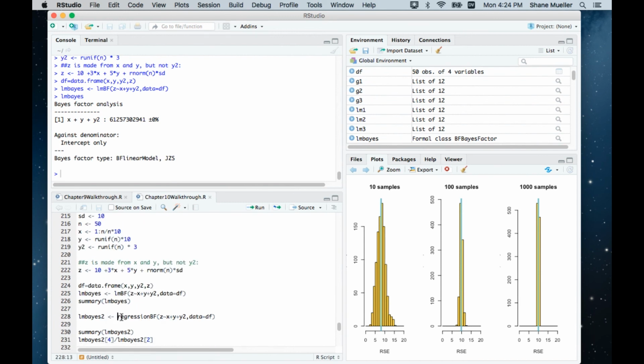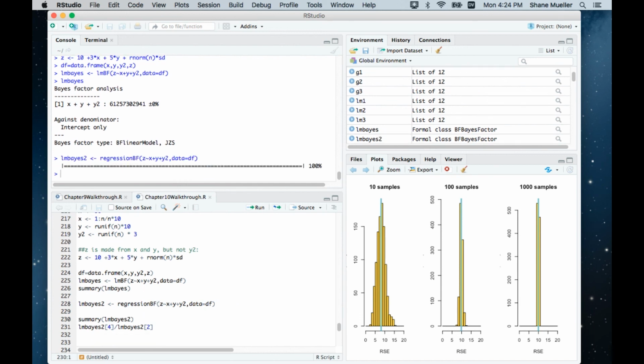There's another function in the Bayes factor package called regressionBF. And this one works a little differently. As these models get larger, what it does is compare all possible pairings of models, every model with X and every model without X, and gives me the option of looking at them all.